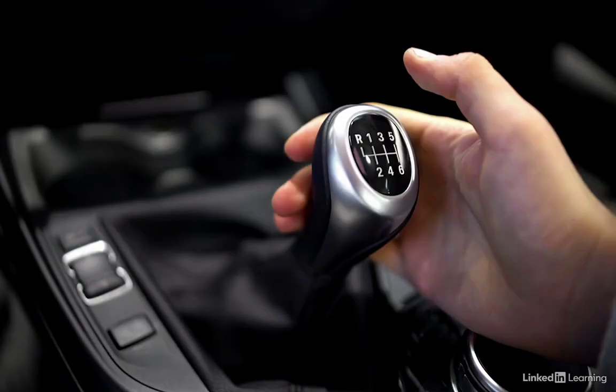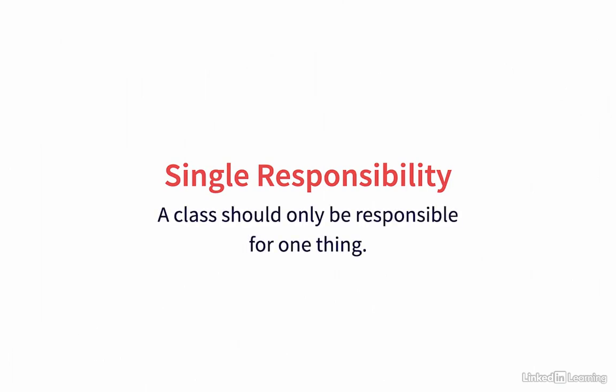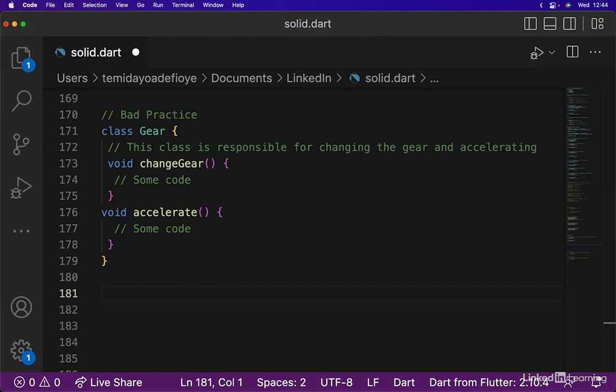We can consider single responsibility in the context of something as common as vehicle gear. A vehicle gear serves only one purpose: to change the speed at which it moves. Single responsibility implies that a class should only be responsible for one thing, meaning that a class should only change for one reason. Consider a simple implementation of a gear class for a car.